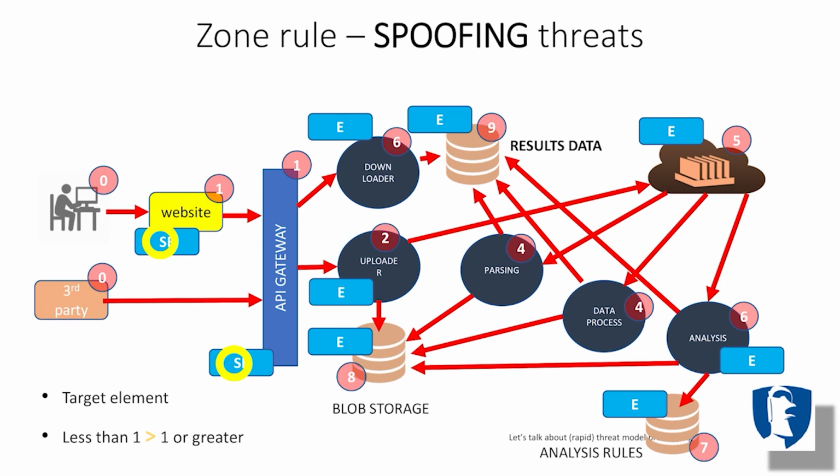Next, spoofing threats. It's on a target element again. It's from anywhere where the zones are 0 or less to greater than 0. So you'll find it usually on the boundary. In this case right here, on the website and on the API gateway. That means those are the highest probability where I want to have identity found coming into the system.